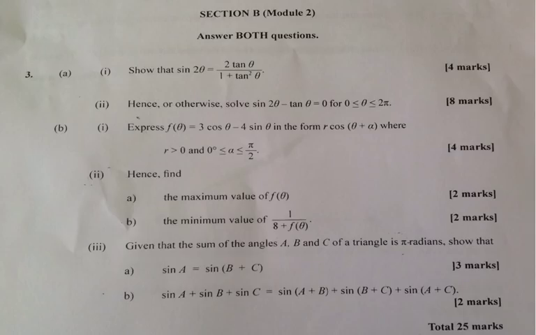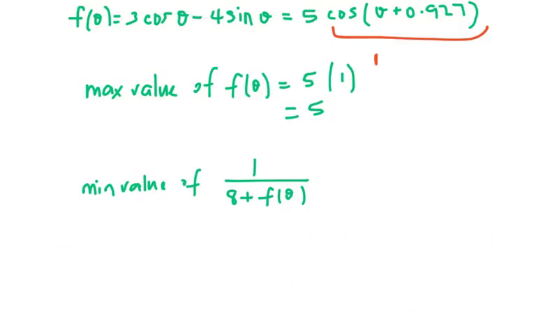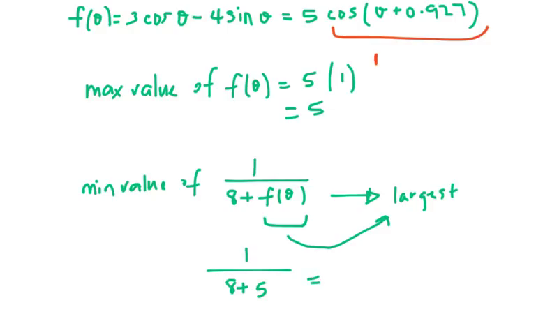Part B asks us to find the minimum value of 1 over 8 plus f of theta. Now we know that a fraction is the smallest when its denominator is its largest. In order for the denominator to be its largest, f of theta must also be its largest. We just found out that the maximum value that f of theta can be is 5, so the minimum value will be 1 over 8 plus 5, which is 1 over 13.